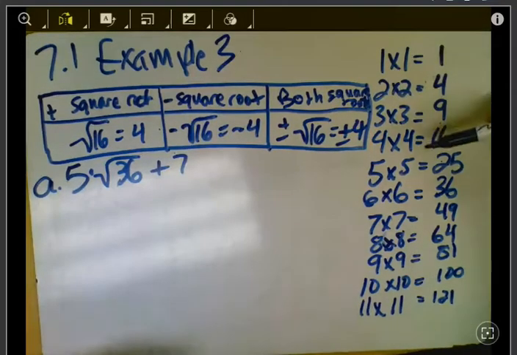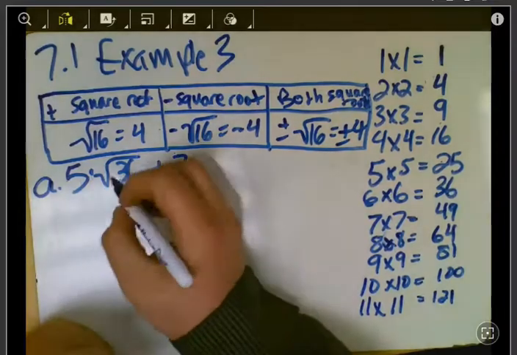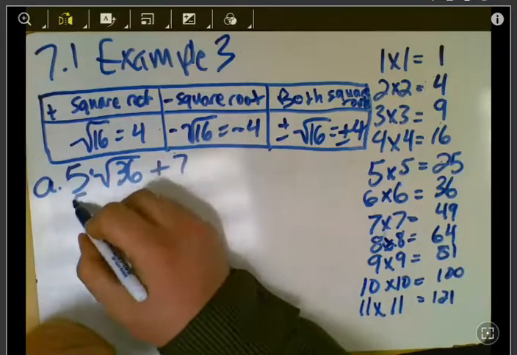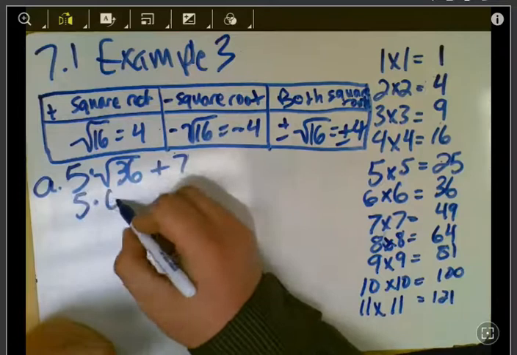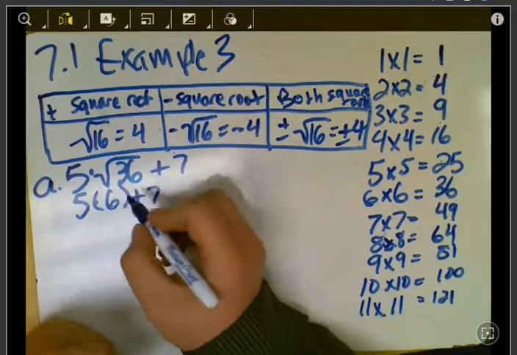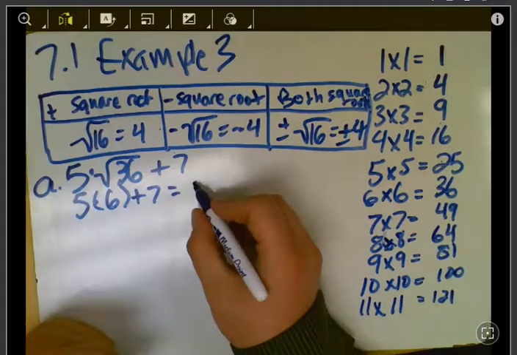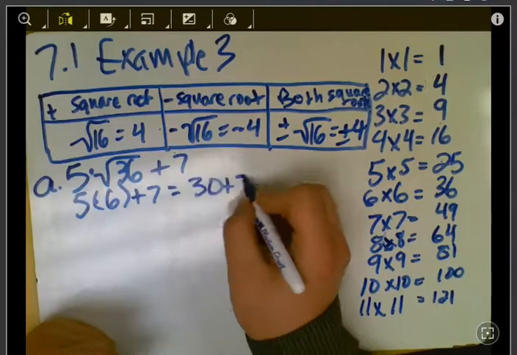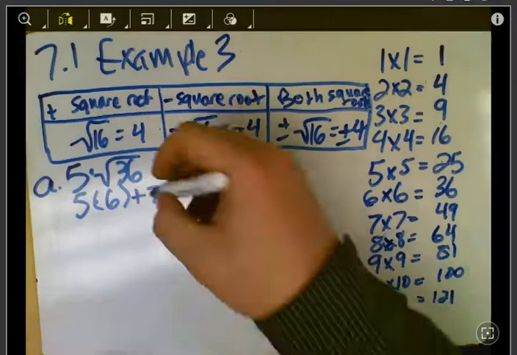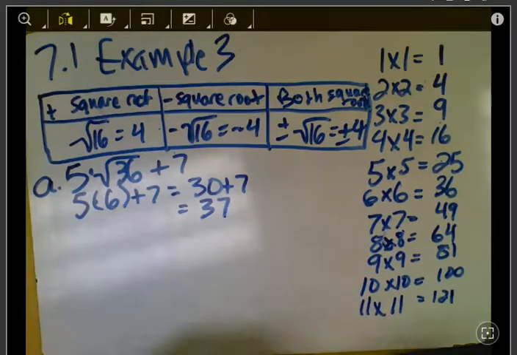What number can we multiply by itself to get 36? We can multiply 6 by itself. So we know that 5 times the square root of 36 is saying 5 times 6. Don't forget that plus 7, though. That plus 7 is still out there. So we'll do 5 times 6 plus 7. That equals 30 plus 7. And after we have that, we know our answer is 37. So evaluating that expression comes out to be 37.